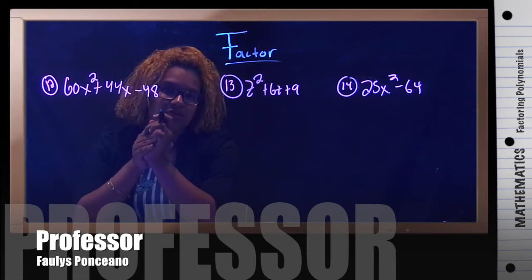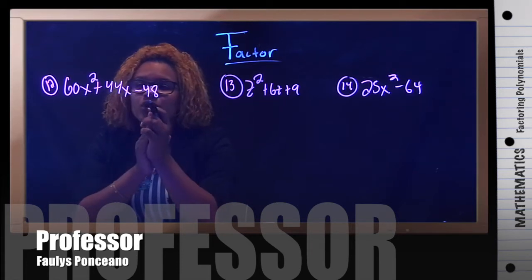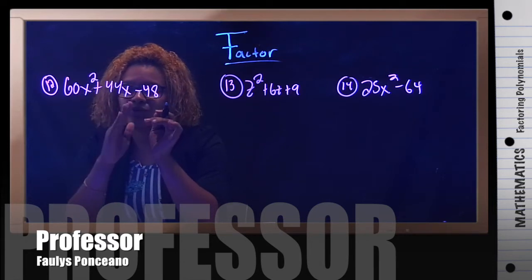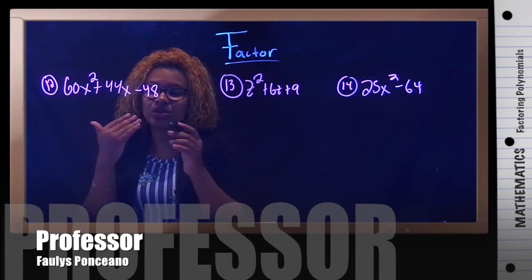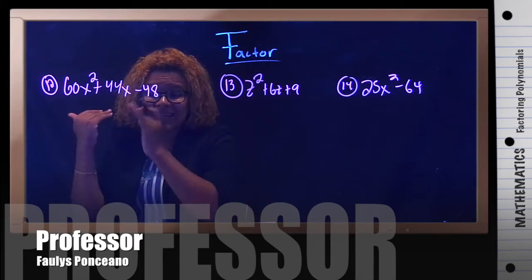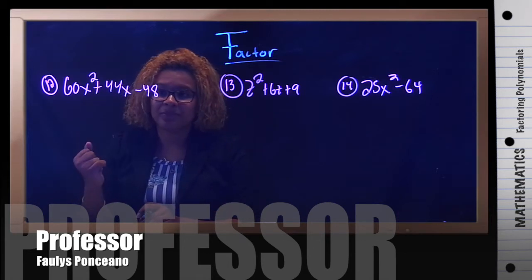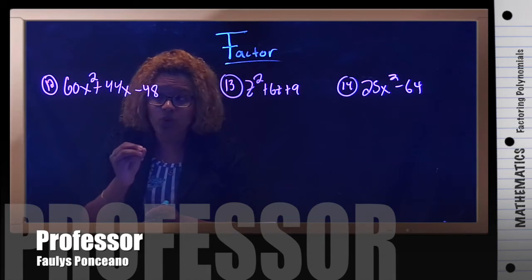Is there a GCF? Always. The first question is, is there a GCF? So you're going to look at the numbers 60, 44, and 48, and ask yourself, is there a GCF? Do they all have a factor in common that I can pull out of the expression? In this case, yes. They are all divisible by 4.